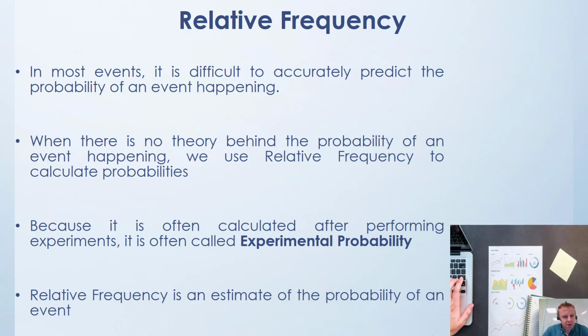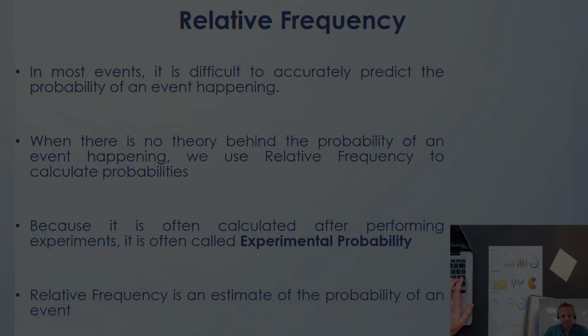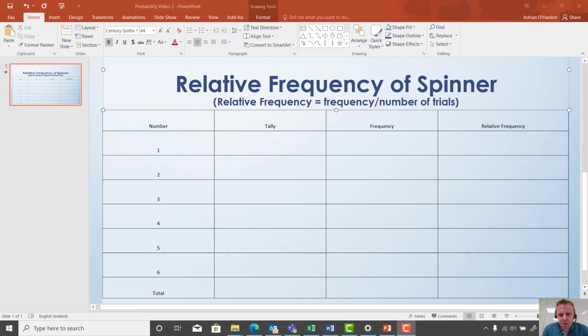In the vast majority of events, it's difficult to predict the outcome of an event, and for this reason we use trials or experiments. And this can give us the relative frequency, or what's called the experimental probability. Relative frequency is an estimate of the probability of an event. So relative frequency is equal to the frequency of an event out of the total number of trials.